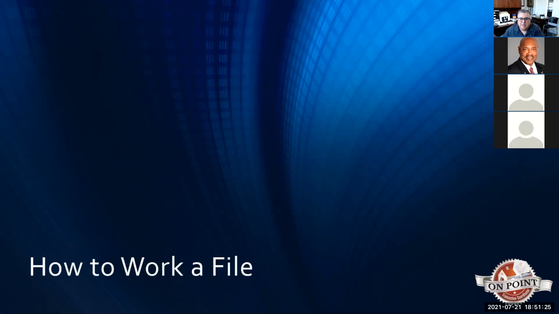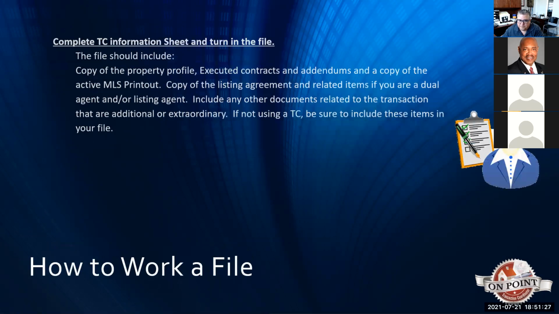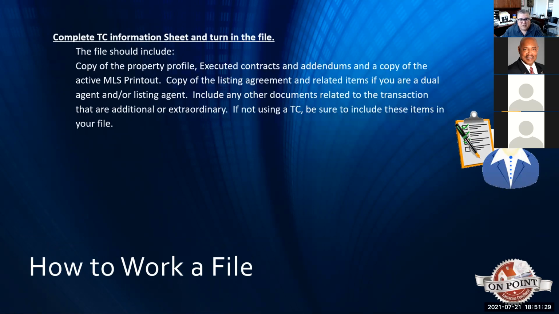All right, so we're on slide number 9, coming up at 6:51, doing pretty good time. So complete the TC information sheet and turn in the file. The file should include a copy of the property profile, executed contracts and addendums, and a copy of the active MLS printout.